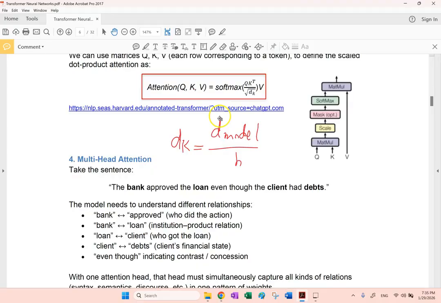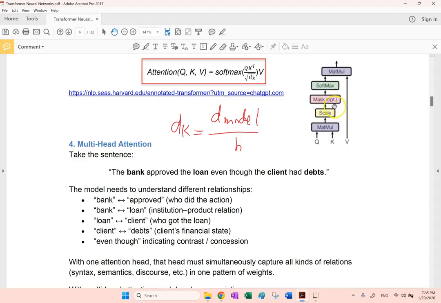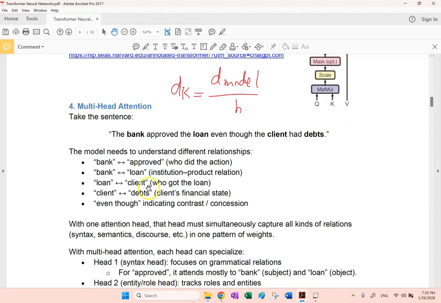So the question is, why do you need several separate attentions and train them? This is the explanation. Let's look at the sentence. The bank approved the loan even though the client had debts. So even though the client has debts, the bank approved the loan, right? This is your sentence.